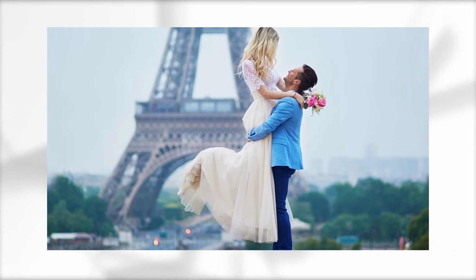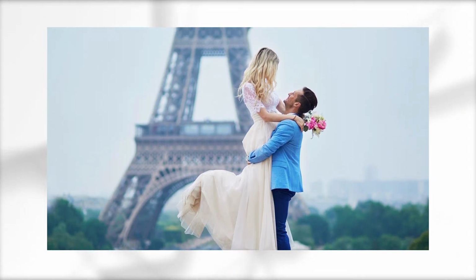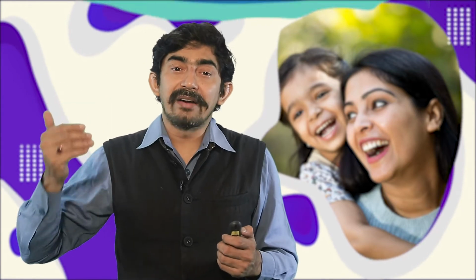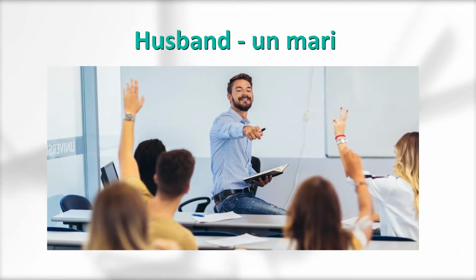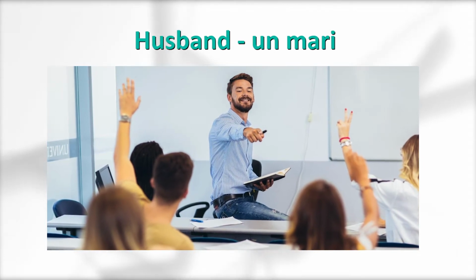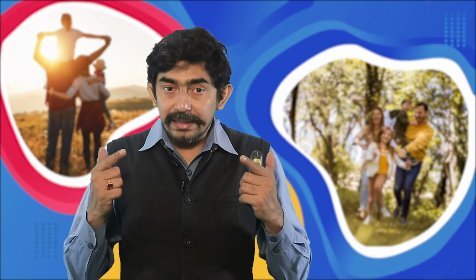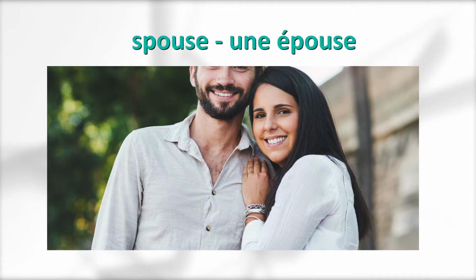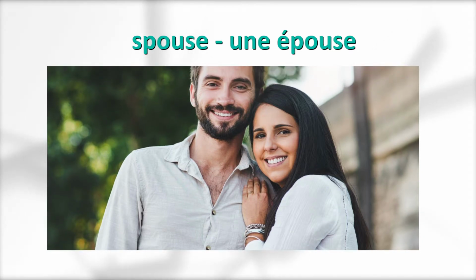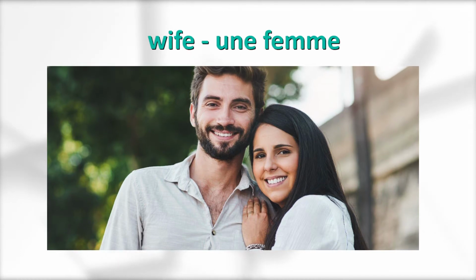Now, we are going to see different kinds of relationships that happen between a man and a woman. So, husband is mari. Le mari d'Isabelle travaille à l'école. Isabelle's husband works at the school. And spouse is époux. You have to remember, in English, spouse refers to a man or a woman, but in French, un époux, and the woman counterpart is called une épouse, and wife is femme.